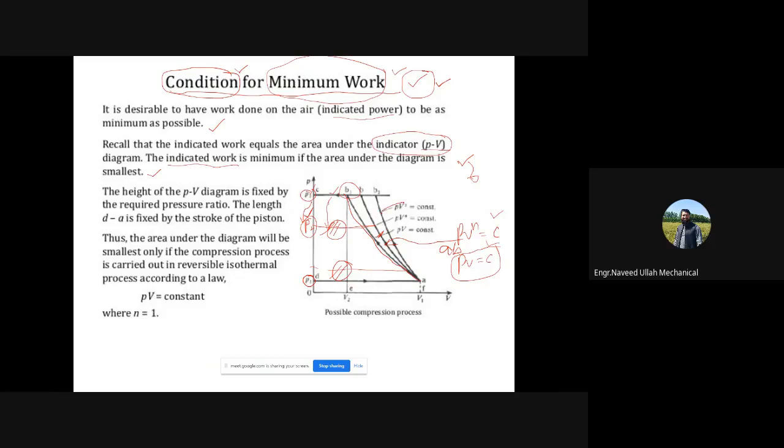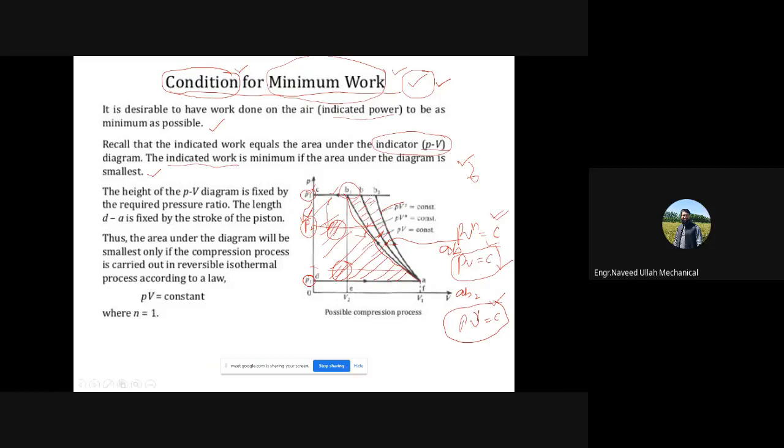And similarly this one, A to B2, this AB2, this is PV^gamma is equal to constant, that is the isentropic process. So we have isentropic compression, isothermal compression and polytropic compression, and you see that the area under the curve for this isothermal process is the minimum one, right? This will be the minimum area. This one you can say is greater than the isothermal process, and for the isentropic process it is even greater.